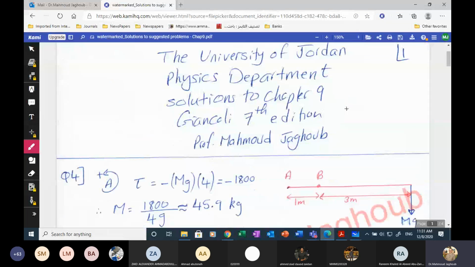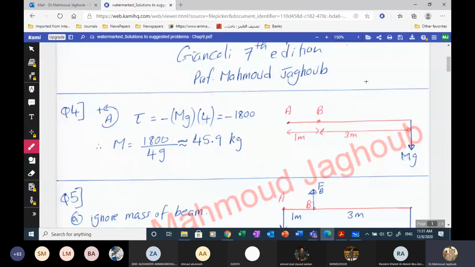So as I taught you, always have a simple sketch. This is support A, this is support B, and this is her weight here. It's acting downwards. Now, he's given us the torque due to her weight with respect to point A. So we take torque about point A counterclockwise as positive. And probably you all know by now that mg exerts a torque. Is it counterclockwise or clockwise?